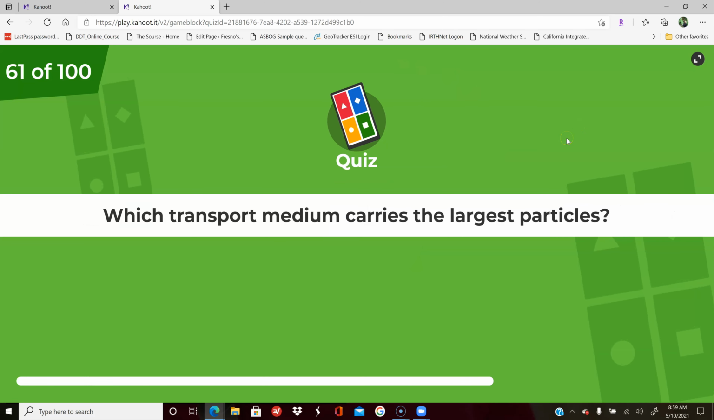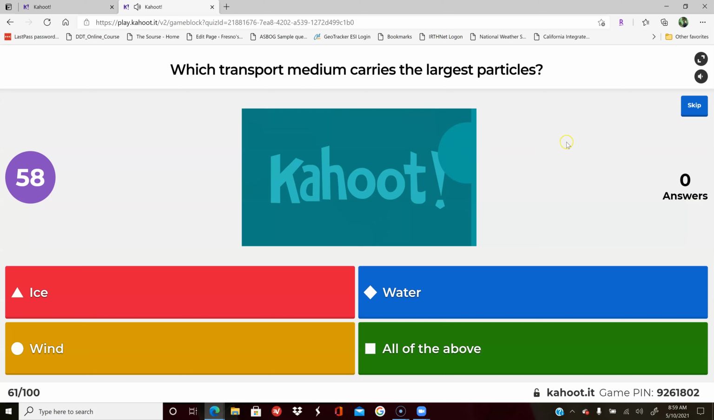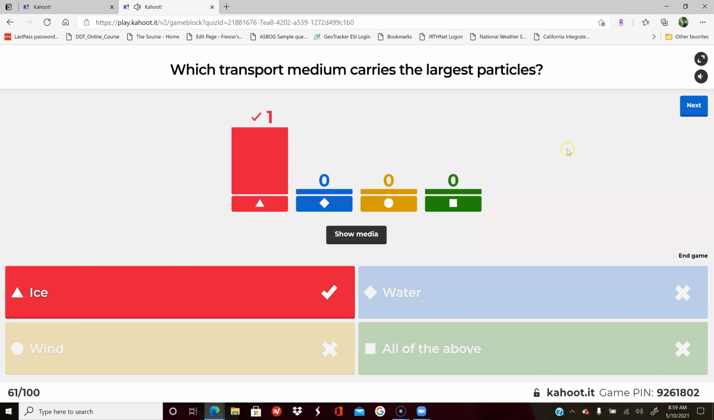Which transport medium carries the largest particles? That'd be ice, water, wind, or all of the above. That would be ice. So ice can carry the largest particles. Ice being glaciers, right? Not like ice from your freezer.